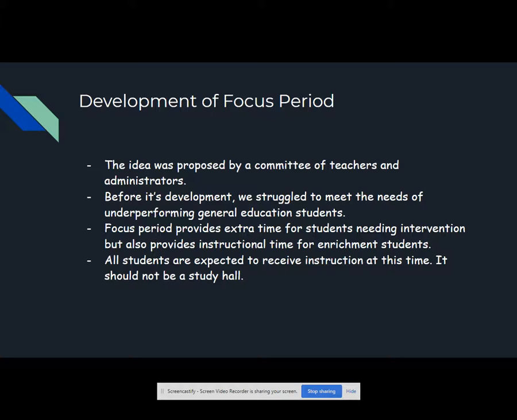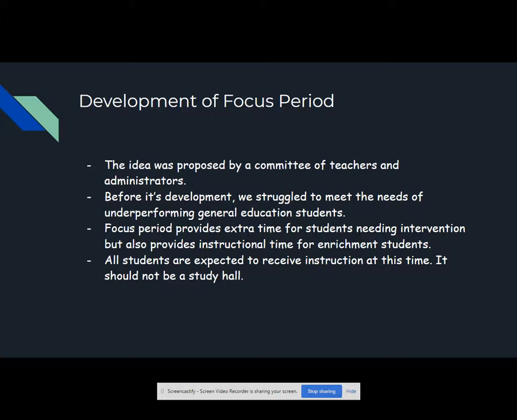First of all, Focus Period was an idea that started to emerge about 4 years ago. There was a committee of teachers and administrators that went to a conference and were really focusing in on the fact that we weren't necessarily meeting the needs of our underperforming general education students. At this conference, we explored different ideas and looked at what other schools were doing and tried to see how we could make that fit into what Mount Zion needed. Out of those discussions came this plan for Focus Period, as well as the development of a position called the academic liaison, which I am currently in.